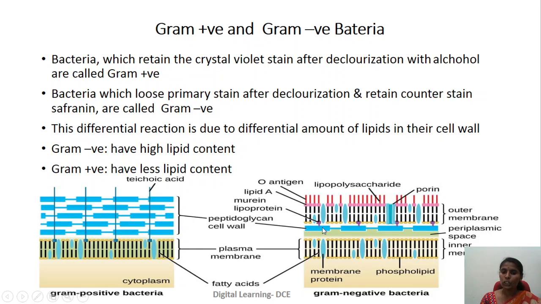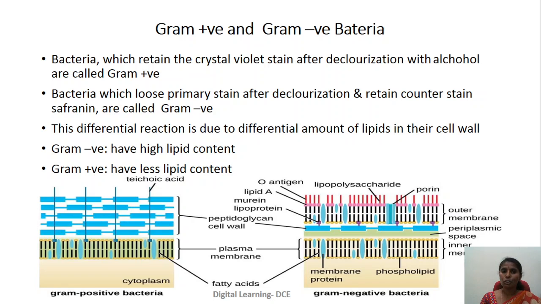Whereas in gram-negative bacteria, since there is relatively less peptidoglycan and the outer lipid layer is present, when we add the decolorizing agent, this outer lipid layer dissolves and damage is caused, which will start to leak the primary stain, that is crystal violet, when we use the decolorizing agent alcohol. When we add the counter stain, that is safranin, the cell takes up that stain and remains pale pink when we observe under the light microscope.